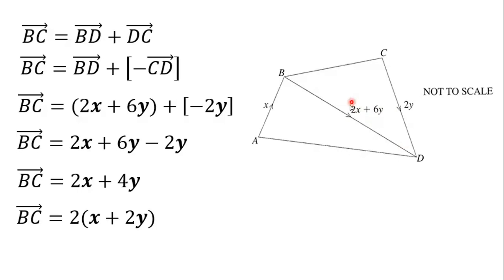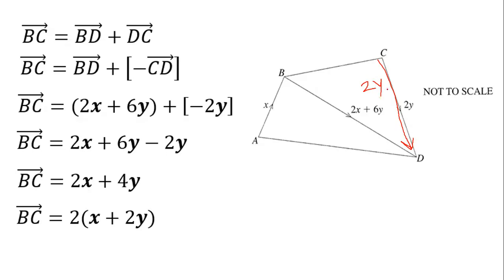How do we know that? Right from the diagram. What is DC, however? Well, we know that CD goes in the downward direction. So CD goes in this direction. But we don't want to go in that direction. We want to go in the opposite direction. And CD, we know that CD is equal to 2Y.